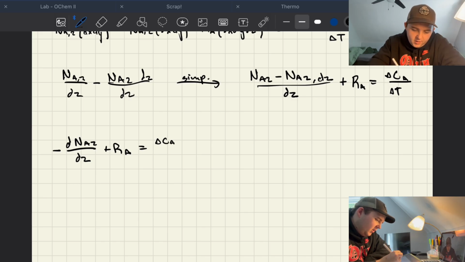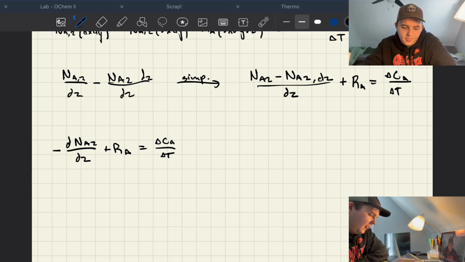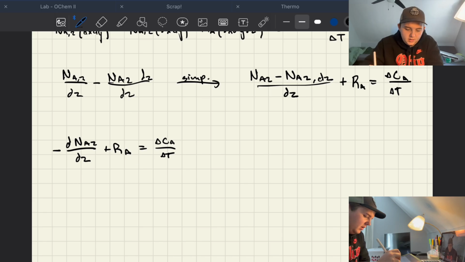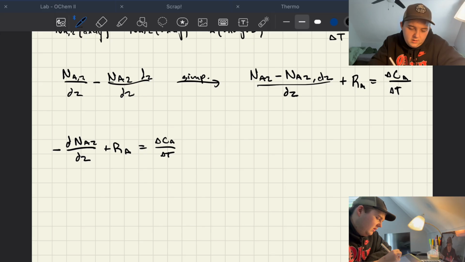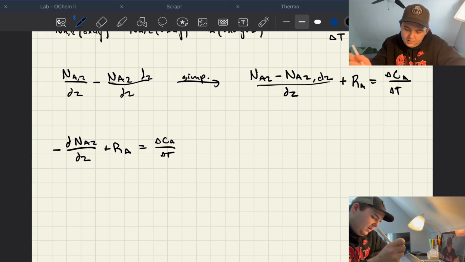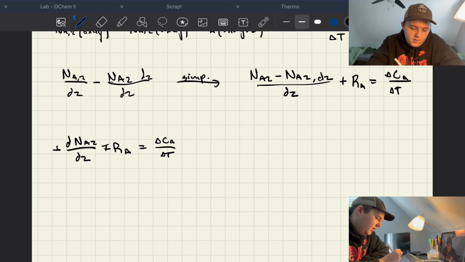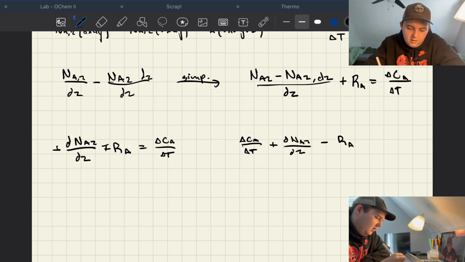My gosh, I keep writing uppercase. And then over our delta t again. And then finally we can just set all of that equal to 0, I believe. And then we want to get everything on the same side. Yes, okay, it's starting to make sense. So we can add this over and subtract this. So we'll get delta CA over delta t plus dNAz over dz minus RA equals 0.